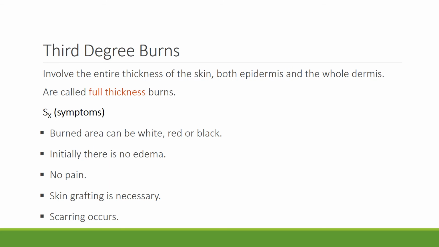A third-degree burn is referred to as a full-thickness burn because this type of burn destroys the outer layer of skin, the epidermis, and the entire layer beneath, or the dermis. The symptoms are the burned area can be white, red, or black. Initially, there's no edema. And remember, edema means swelling.